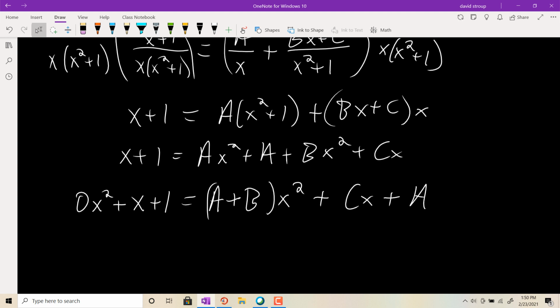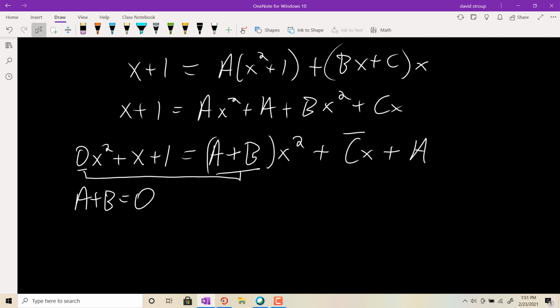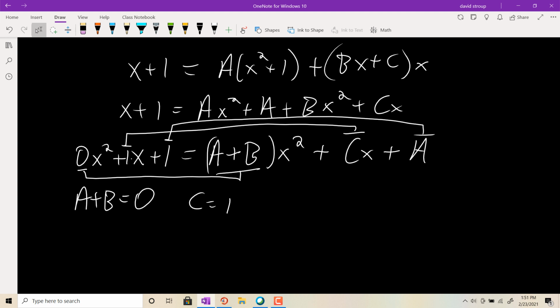Okay. Then I can equate coefficients, so I'll have a plus b must be 0. Right? A plus b is 0. Then you'll have c is 1. Right? Don't see anything there, there's a 1. So c is 1. And then finally a is 1.